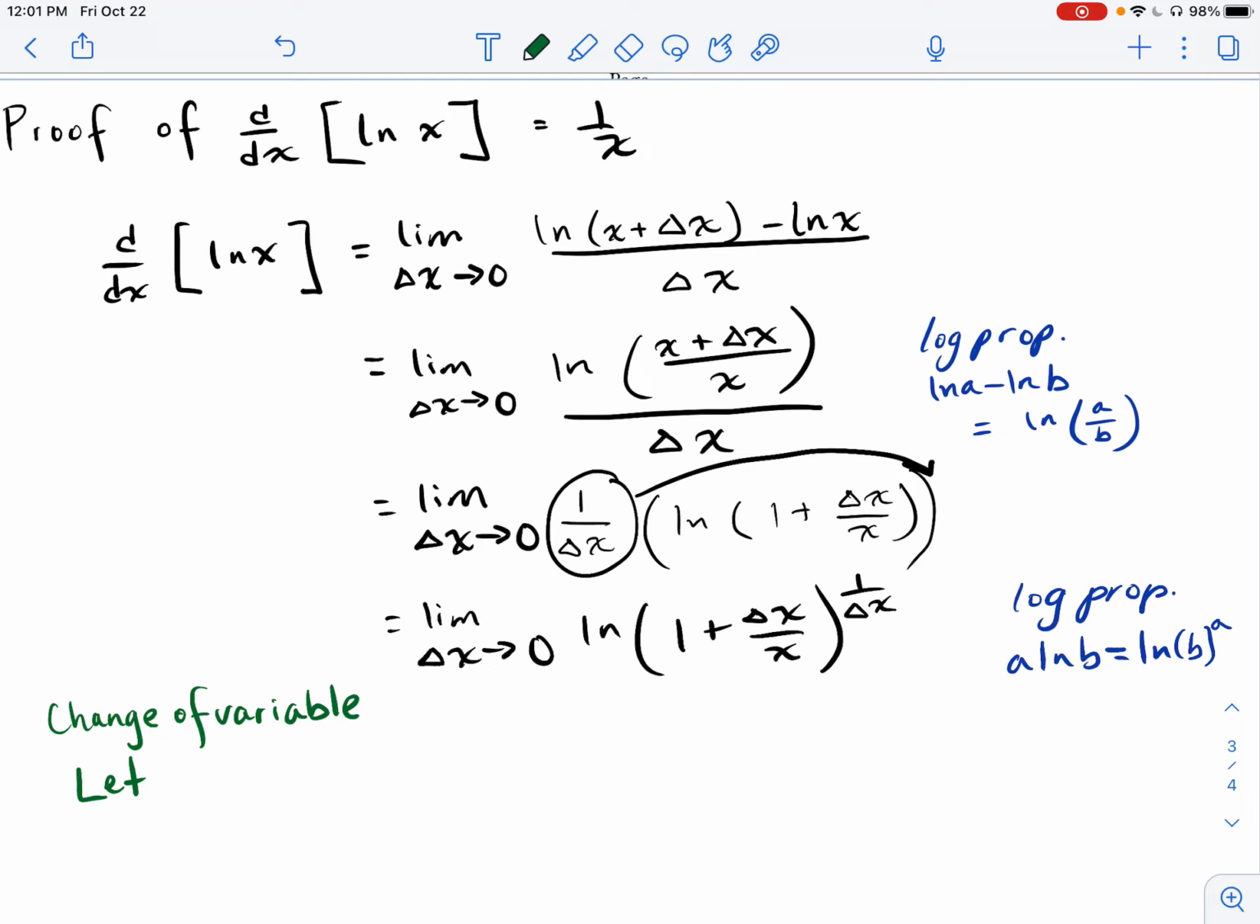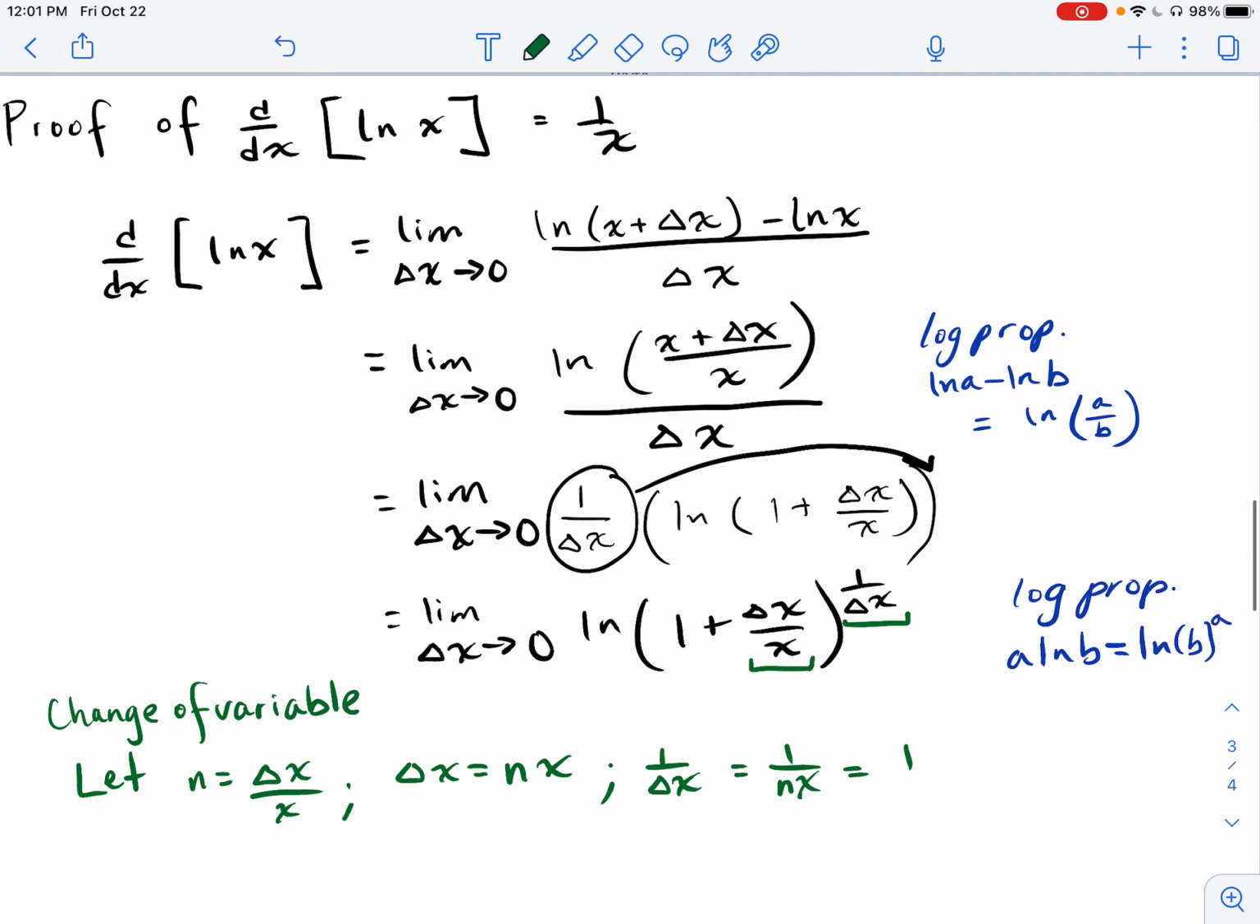So I'm going to redefine this delta x over x as n, just some other arbitrary variable. So n is equal to delta x over x. Well, if that's the case, I can then say that delta x is equal to n times x. All I did was multiply both sides here by my denominator. And then I can write the reciprocal of this, 1 over delta x, which is what we see over here. 1 over delta x would have to be equal to 1 over n x, which is equivalent to 1 over n times 1 over x.